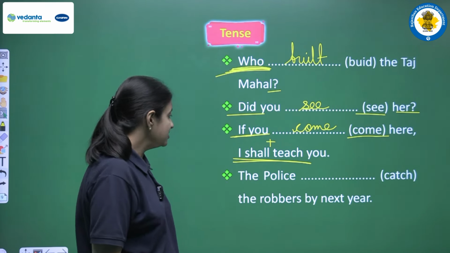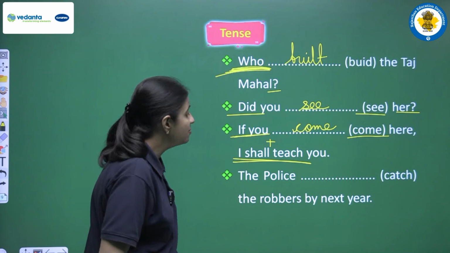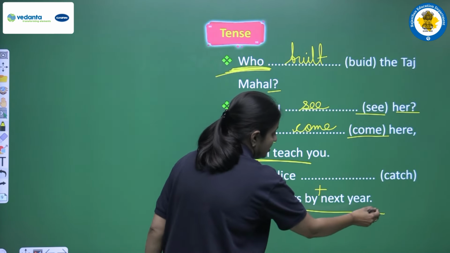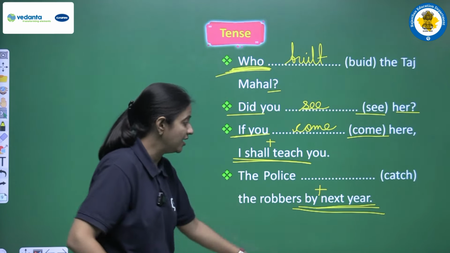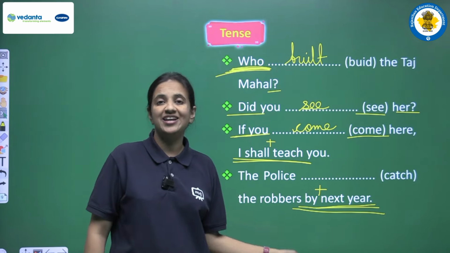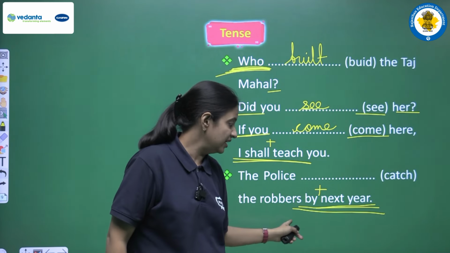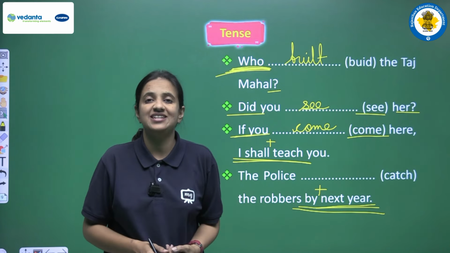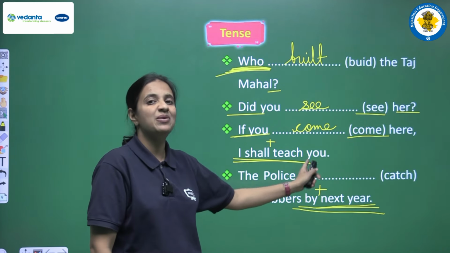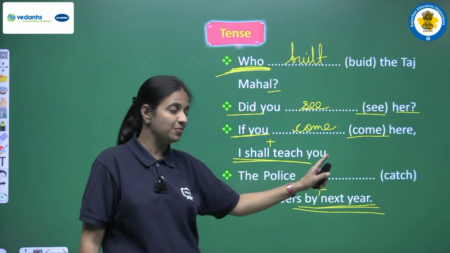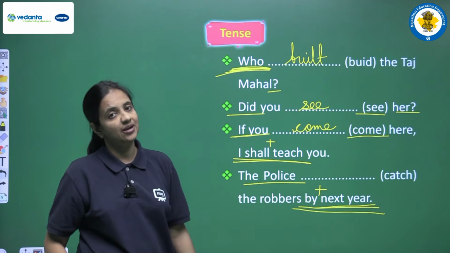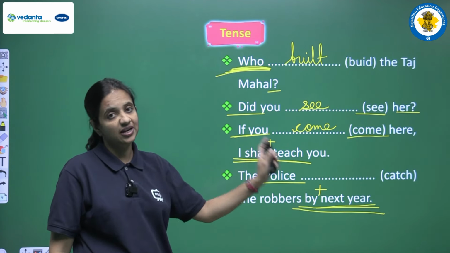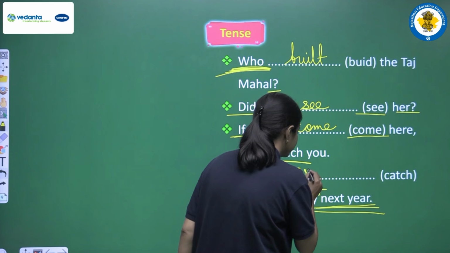Okay. Next is, the police catch the robbers by next year. So here in this sentence we are having by plus time. We are having some future time, and that future time is connected with by. So with the help of these words we can say that this sentence is having which tense? Yes, future perfect tense, because we are having by plus time. So here we have to use future perfect tense. As a subject we are having the police, and the helping verbs of future perfect tense are will have, shall have, but for the police we have to use will have.